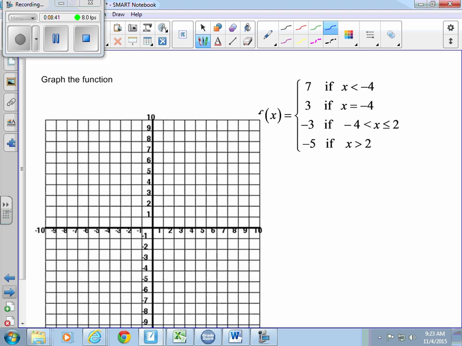Okay, the top function is y equals 7. Does everyone agree? I put x equals 7 when x is less than -4. So I'm going to draw the horizontal line y equals 7.